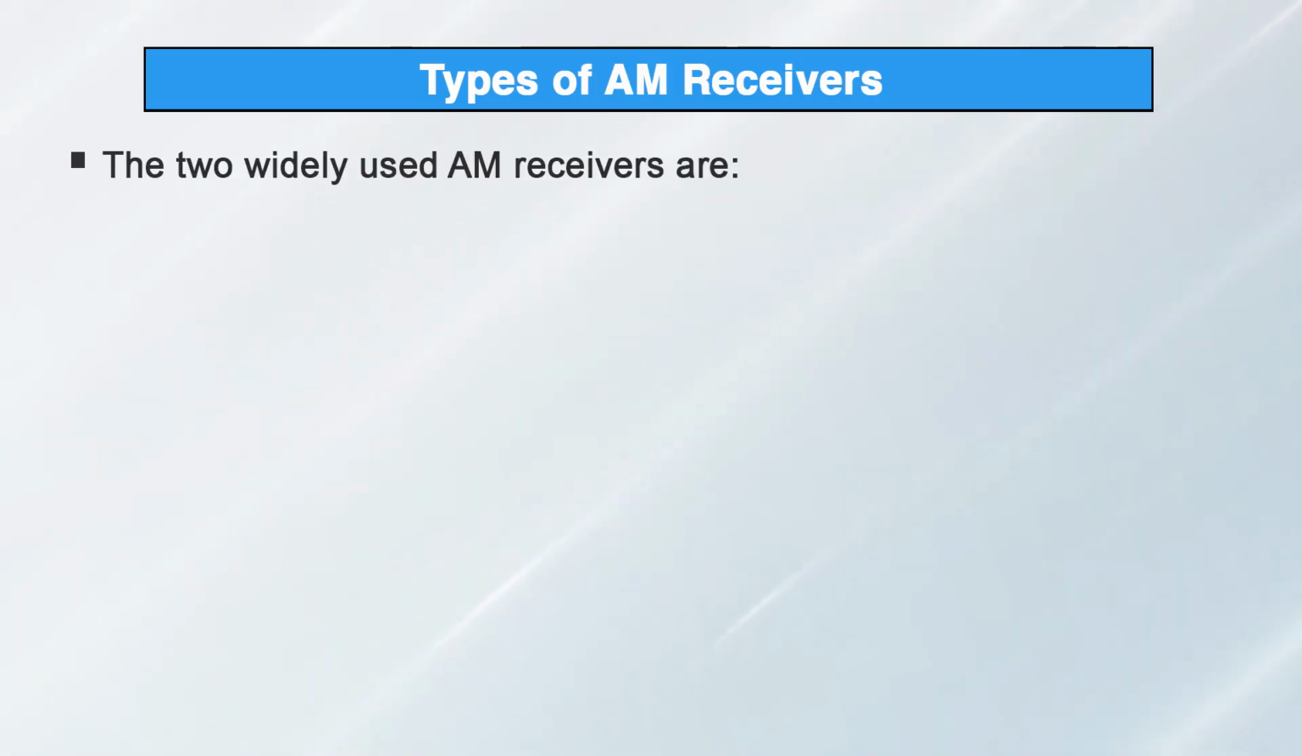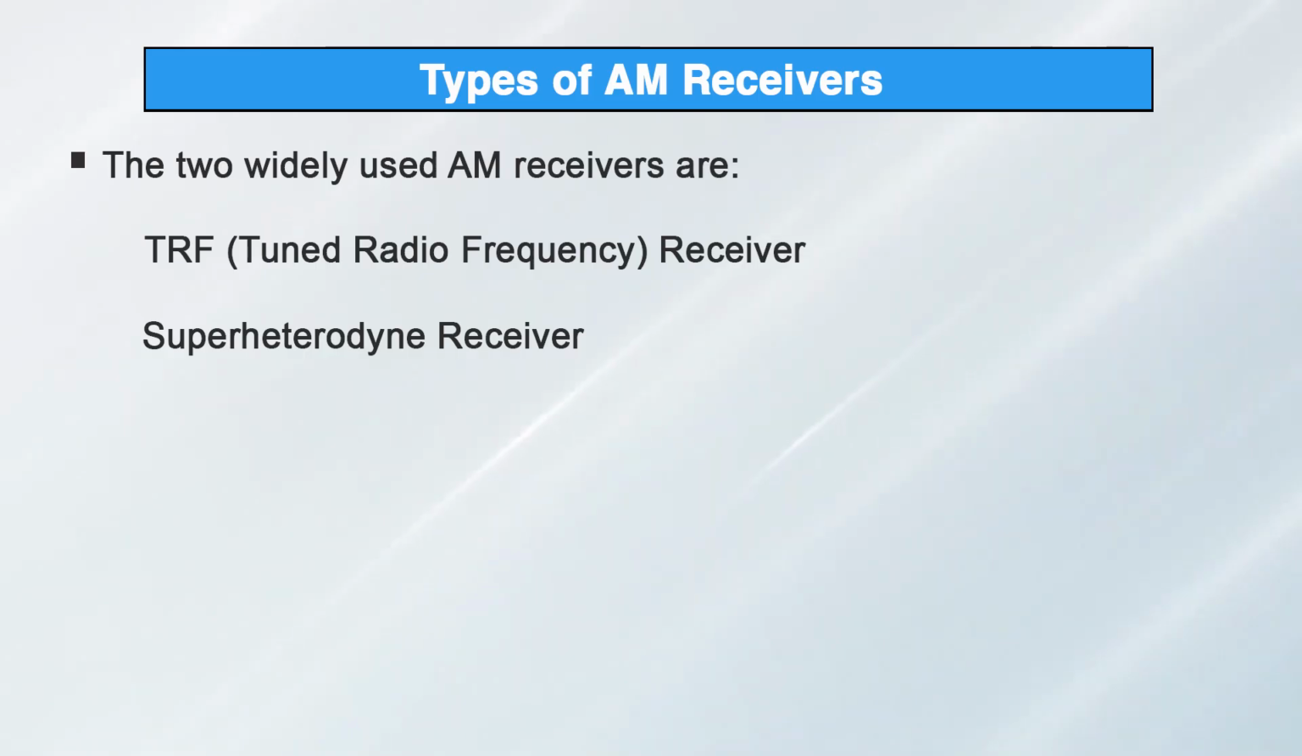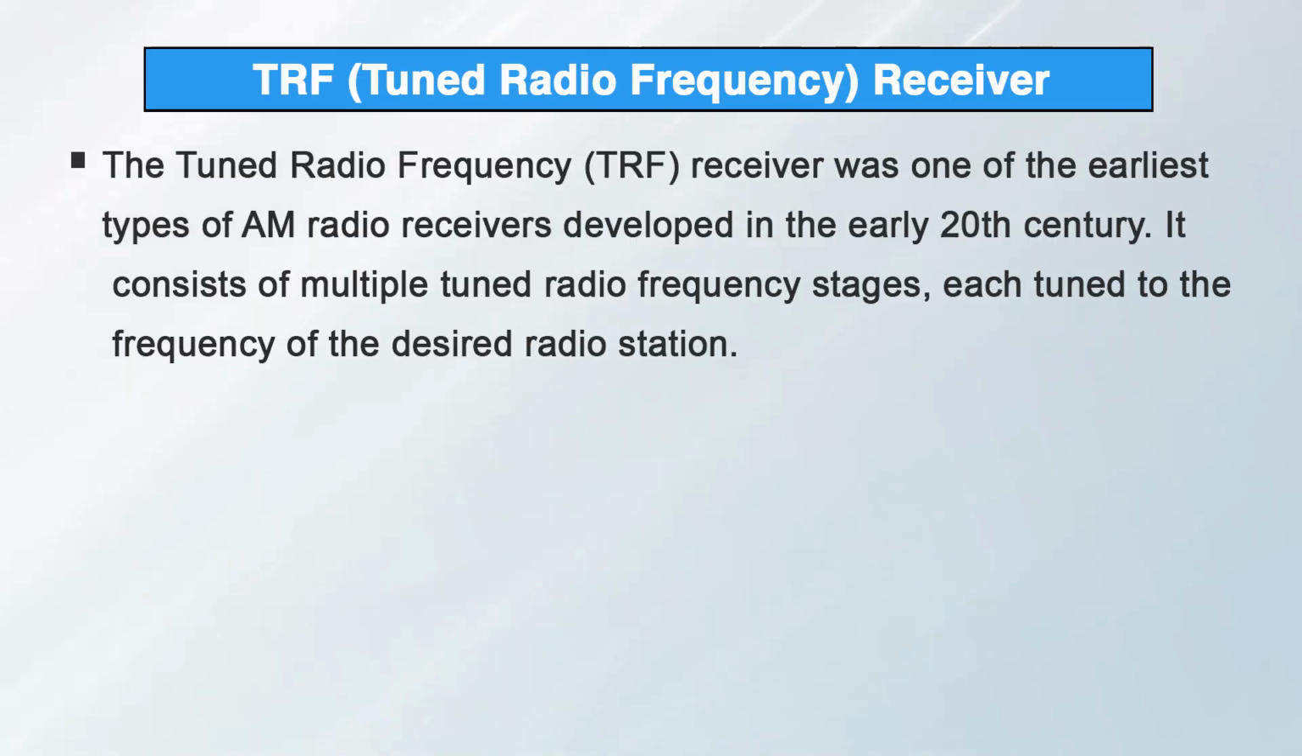Now, let us focus on the types of AM receivers. The two widely used AM receivers are the tuned radio frequency receiver, abbreviated as TRF receiver, and the super heterodyne receiver. So, let us first take the tuned radio frequency receiver. The tuned radio frequency receiver was one of the earliest types of AM radio receivers, developed in the early 20th century. It consists of multiple tuned radio frequency stages, each tuned to the frequency of the desired radio station.